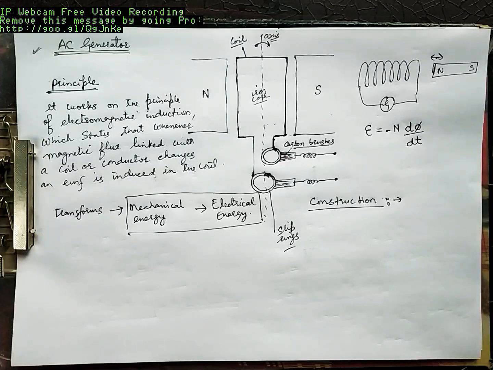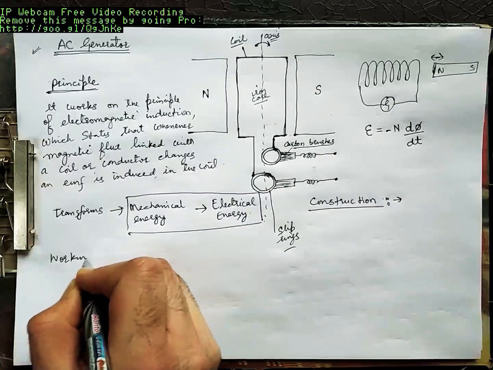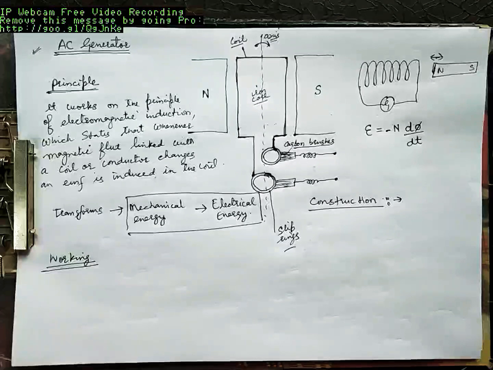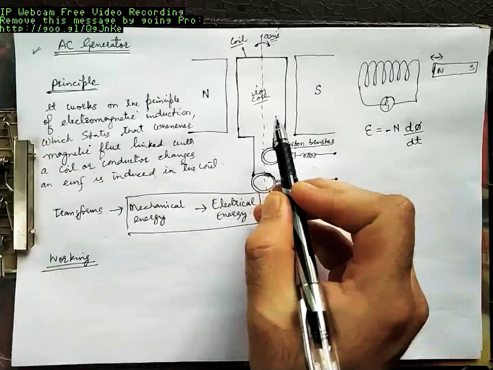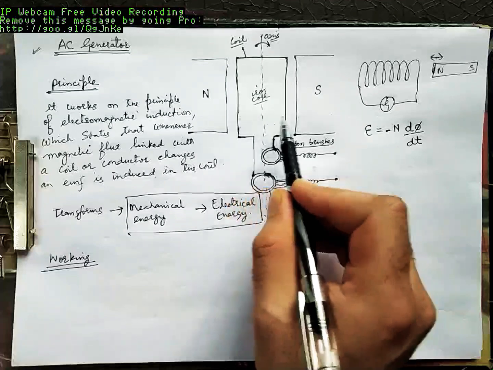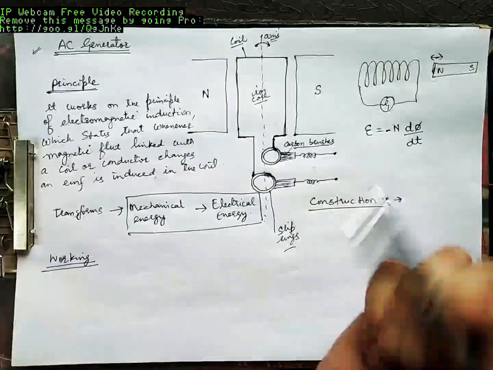And finally, working. In a real generator, those which supply electricity to our homes, where from does this mechanical energy come? I already told you that in order to produce electrical energy, you have to continuously rotate this coil over here. And to rotate this coil, you need mechanical energy. Where from does this mechanical energy come?